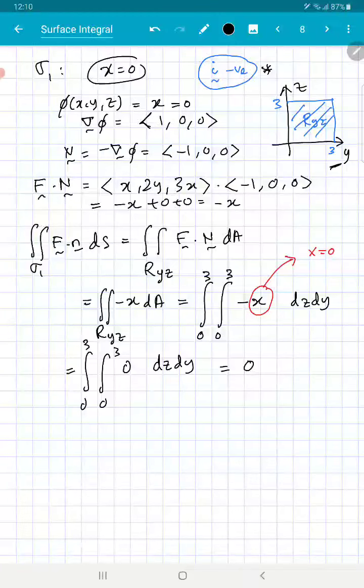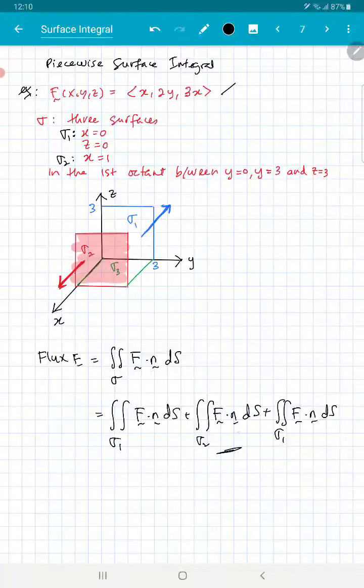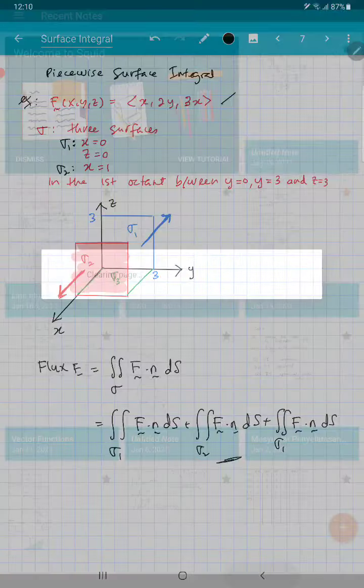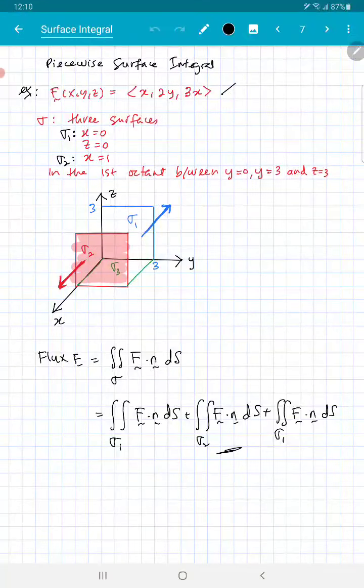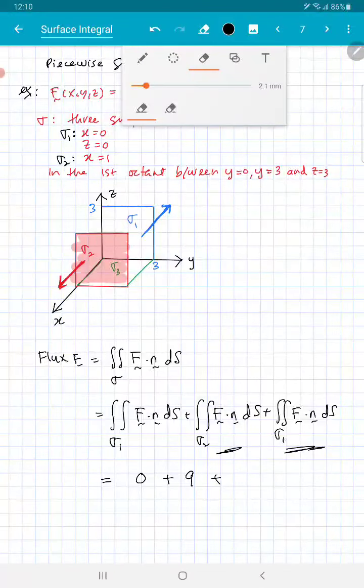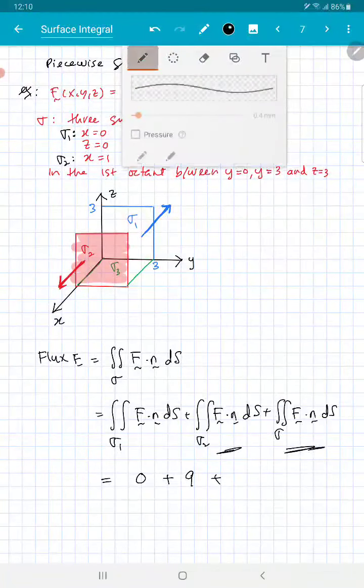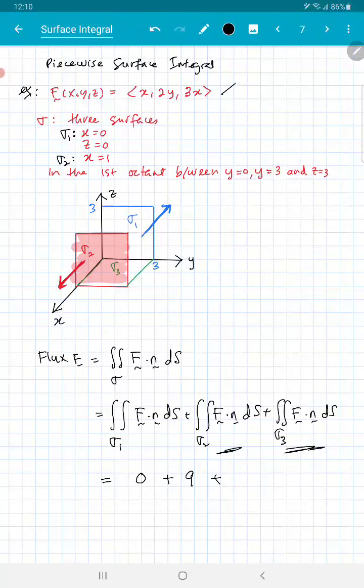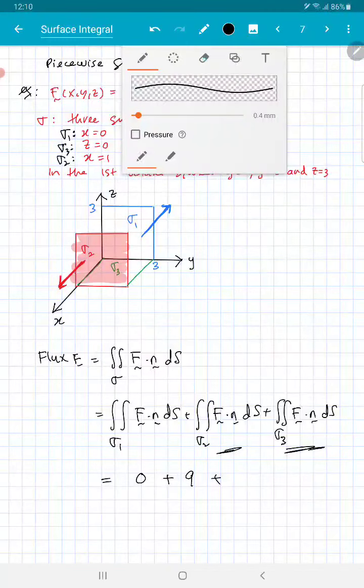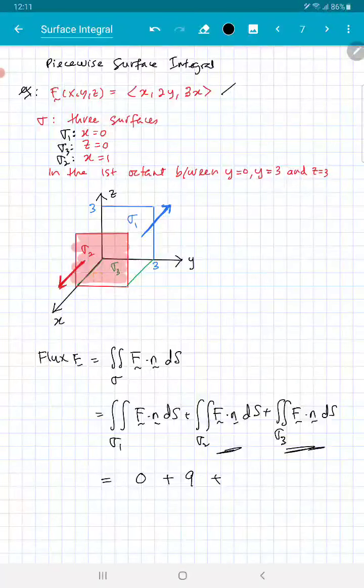Now we're going to proceed, so we already calculated this one. The first one is 0. The second one is 9. Now we're going to evaluate over, oh, that's not sigma 1. That should be sigma 3. Now we're going to evaluate the flux of surface sigma 3. So what's left is z equals 0. Let's look at our surface sigma 3.